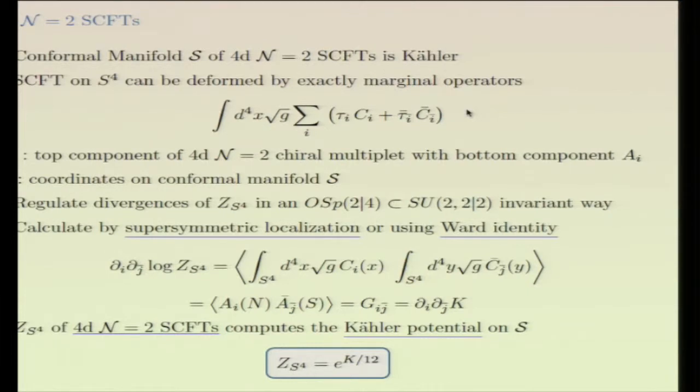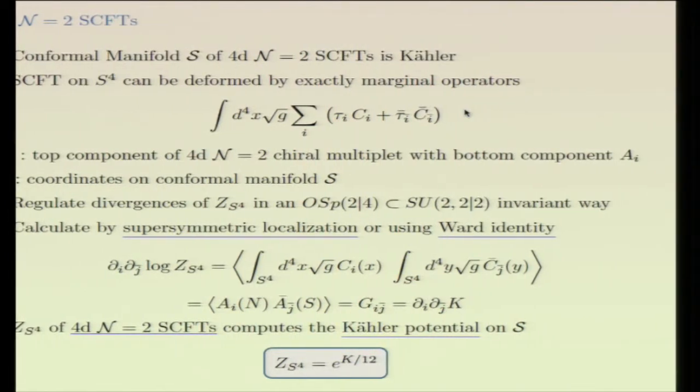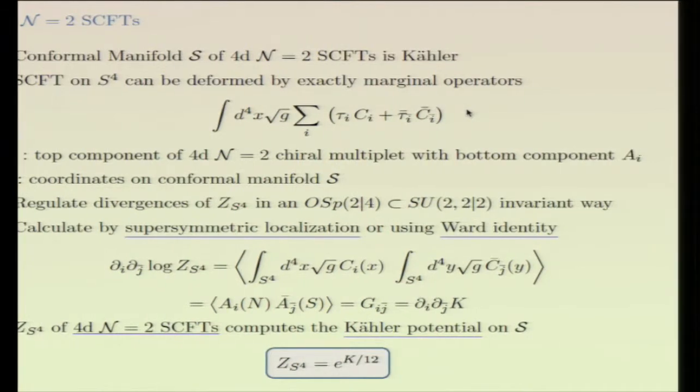Now, in order to extract what the physical content of this object is, imagine looking at this particular observable, the derivative of the log of the partition function with respect to the moduli. This essentially gives you the integrated 2-point function over the top components of the exactly marginal operators. Okay? Now what you can do is use either supersymmetric localization to compute this object exactly, or if you're lucky and strong enough, using Ward identities, you can show that this integrated 2-point function can be localized to a 2-point function of the bottom component of the same chiral multiplet evaluated at the north and the south pole of the sphere.